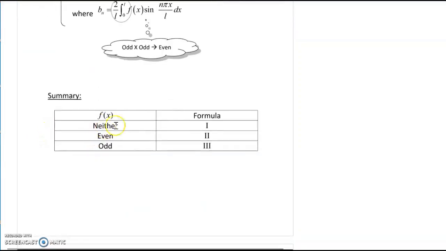To summarize, we have 3 formulas: 1, 2, 3. In the problem, if you can recognize that f is an even function, then you go straight to formula 2. If you know that your f is an odd function, then you go straight to formula 3. But if you don't know, then you need to do the general one, meaning that you need to compute all of them: a0, an, and bn.